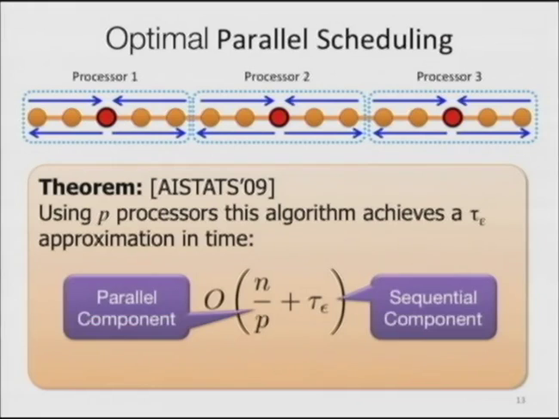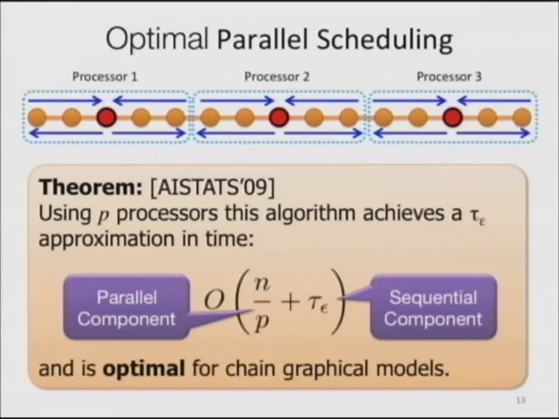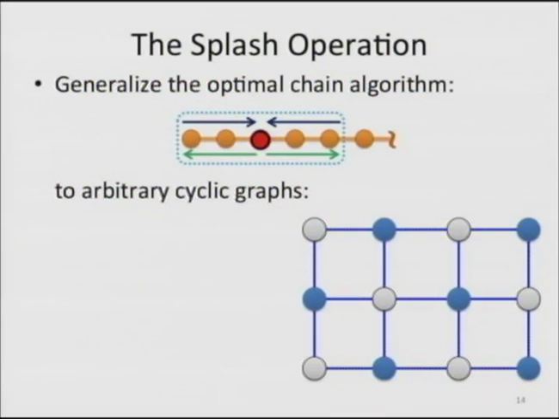Now, if we restrict our attention to these chains, we can actually show that this is also the optimal algorithm for this type of model. Okay? So now we've just described a motif that really focuses on chains, but we really, in the first place, wanted to solve inference in much larger loopy models. And the way we can do that is take this pattern and generalize it. And the way we did that is we introduced a splash operation. So this is a fundamental building block on which you could build other parallel algorithms on the graphs.